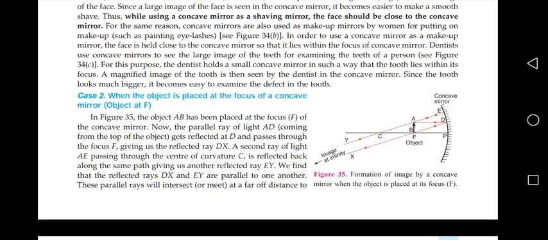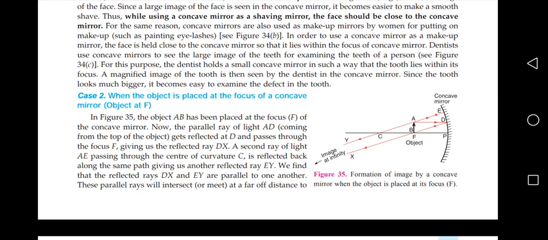Okay, so next let's go to case number 2, that is when the object is placed at the focus of a concave mirror. When you place the object at the focus, what happens? For this I need to draw figure number 35. In this concave mirror, please represent the pole by P, focus by F, and center of curvature by C. Now I need to form the image. The object is placed at F.